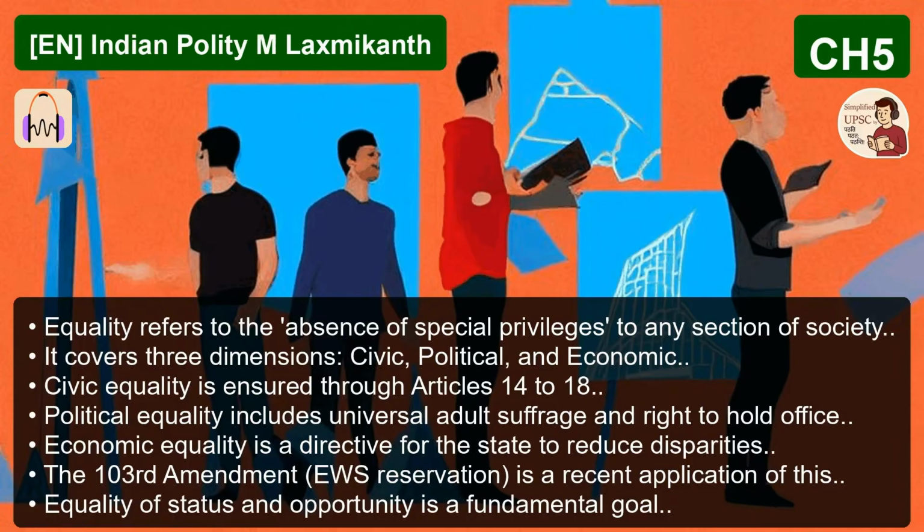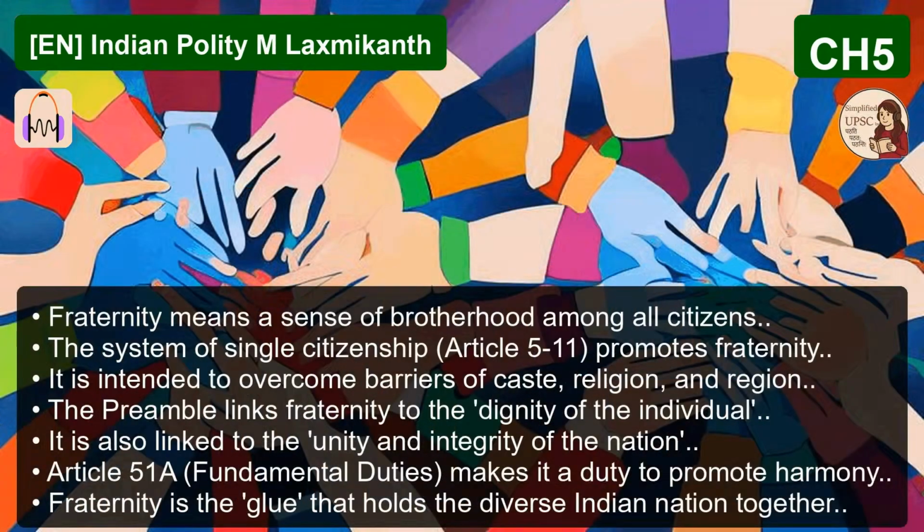The third objective is equality, covering status and opportunity. What does status and opportunity mean in the constitutional framework? Well, equality mandates the absence of special privileges for any section of society, and the provision of adequate, non-discriminatory opportunities for all. This manifests as three types of equality that the Constitution strives to secure.